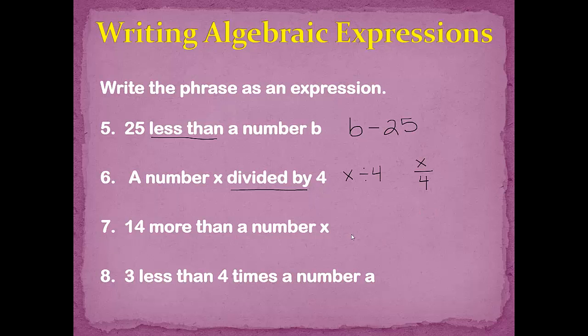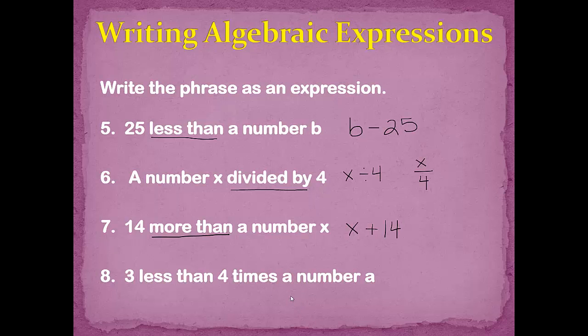Now for number 7, we have 14 more than a number x. More than would be addition. So we're going to have x plus 14. We have a number, which we're representing with x, and we have 14 more than that, so we're adding 14 to it. And for number 8, we have 3 less than 4 times a number a.